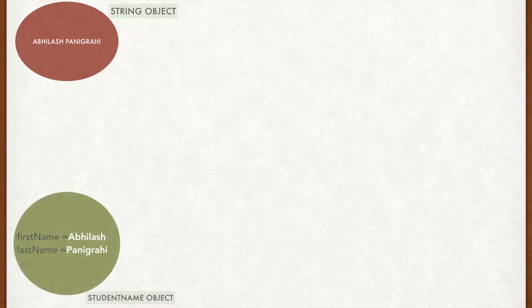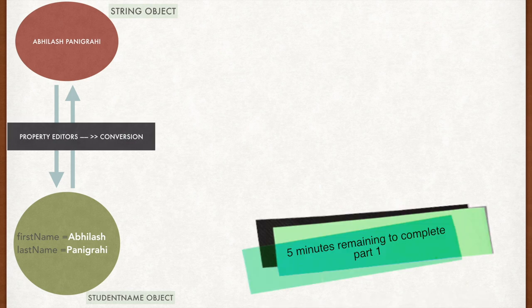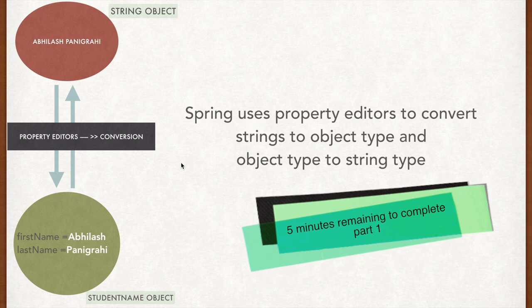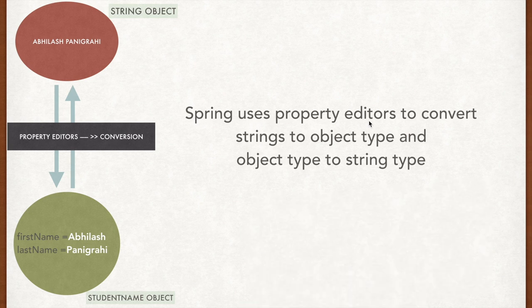The property editor is basically helping us to convert one data type to another. So using the property editor, I can convert the string object to my custom object, and also it works either way. I can convert the custom object to a string object type, okay? And that's particularly the use of property editors. So whatever the example that I have given you, with this I can come up with a definition of property editor: Spring uses the property editors to convert the string to object type, and also object type to string type. Reverse, right? Object type to string type.